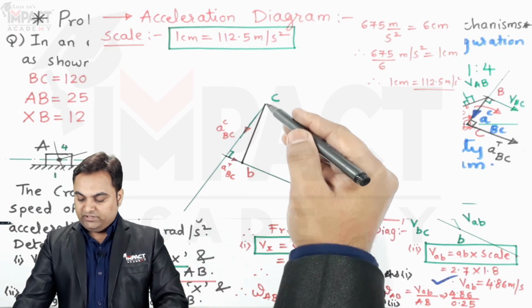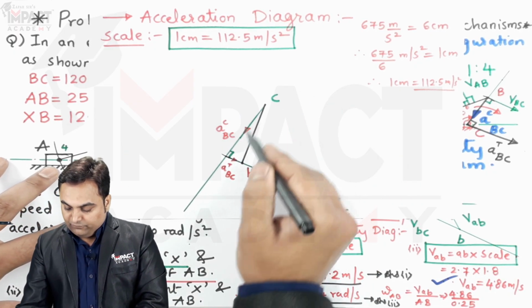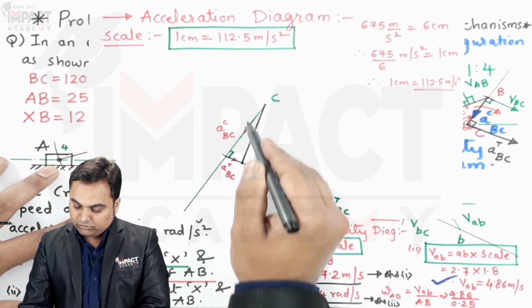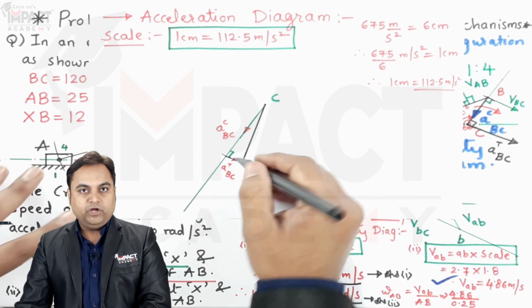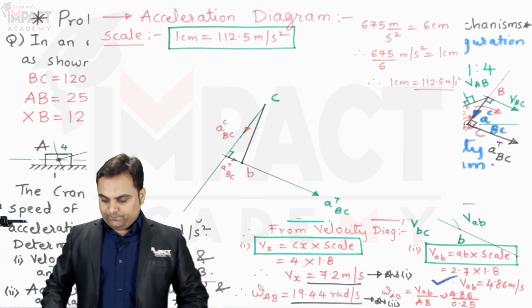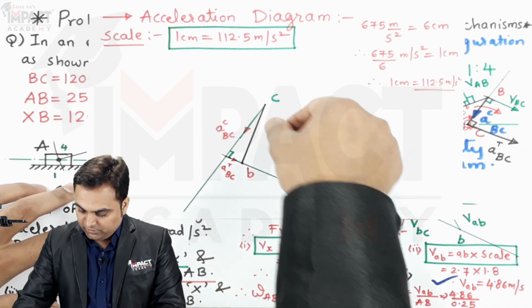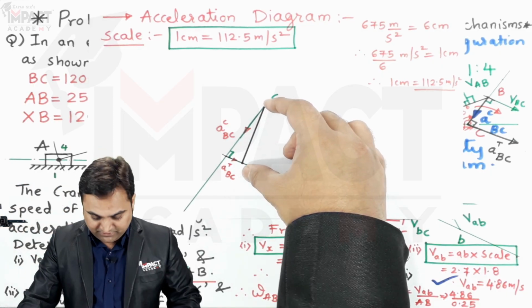Now this actual acceleration, when I have connected B and C, is the resultant of centripetal and tangential. Centripetal and tangential are acting along the same sense, we can see here, same direction. So this should be opposing in nature. So now here we have the centripetal acceleration, this is the tangential acceleration, and this is the resultant, which is the actual acceleration of link BC.